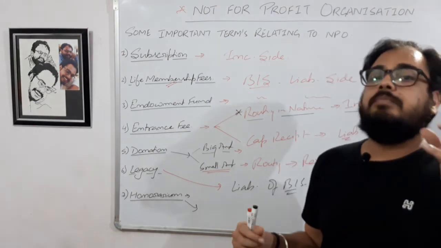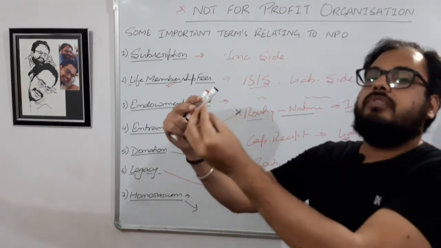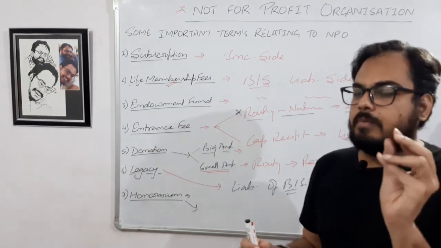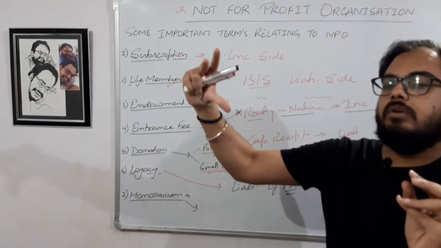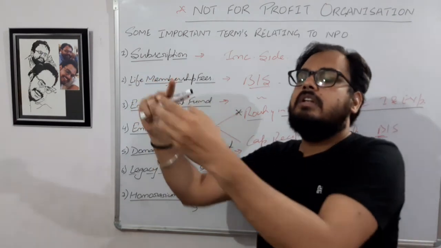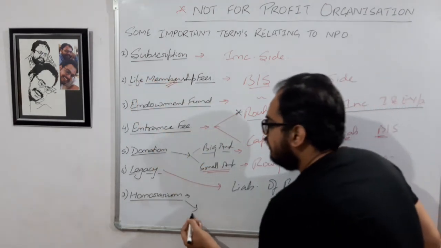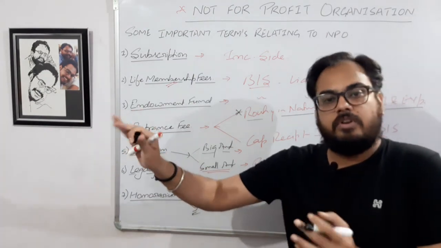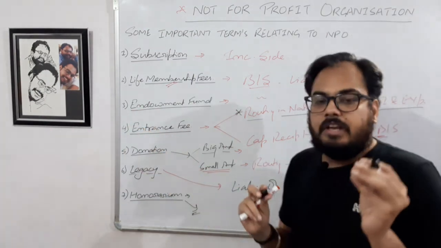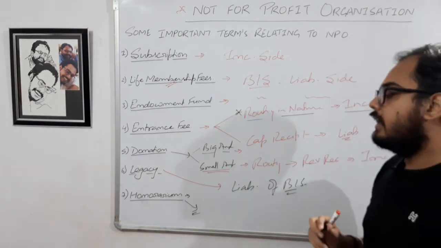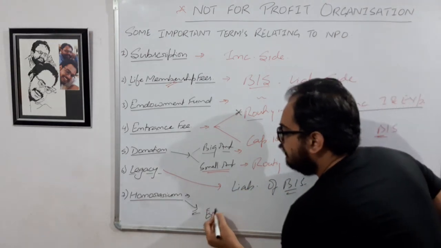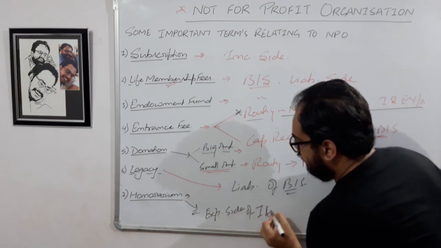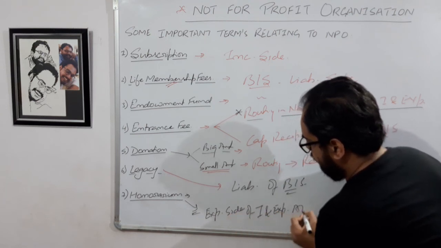So when a club pays a nominal amount, a small amount, to whom? To the professional for honoring their services, that is known as what? Honorarium. Since the club is making payment of honorarium to the professional for honoring their services, this is treated as expenditure and shown on the expenditure side of the income and expenditure account.